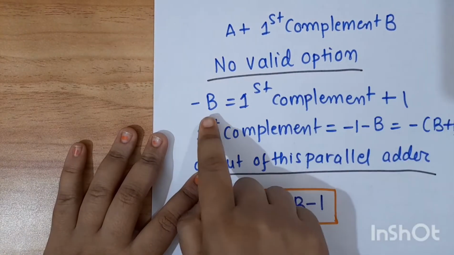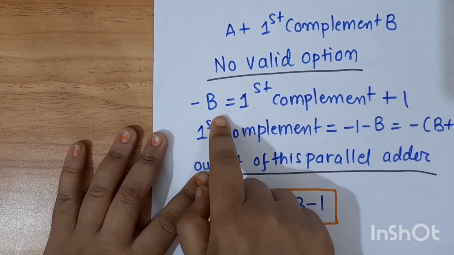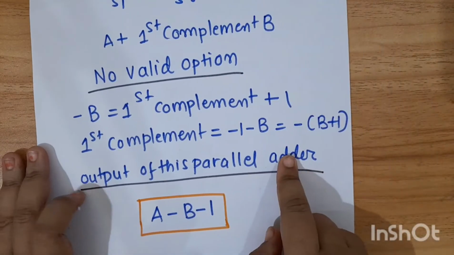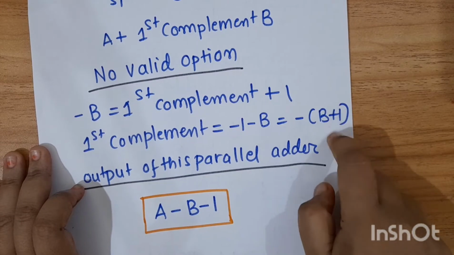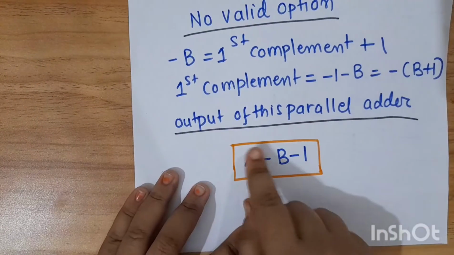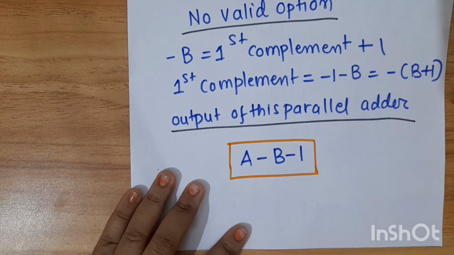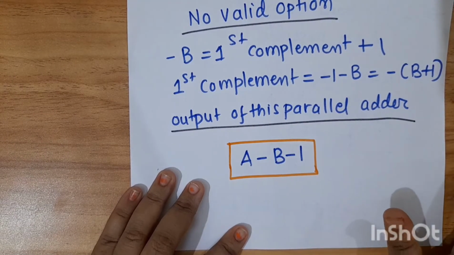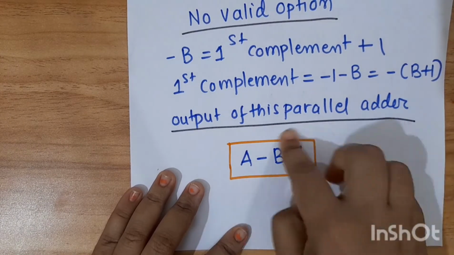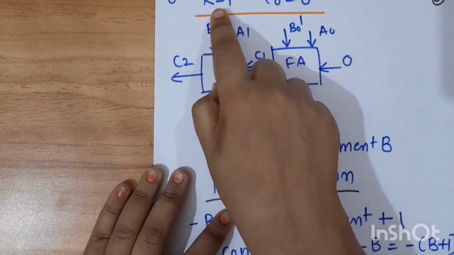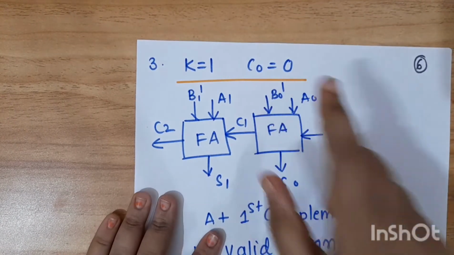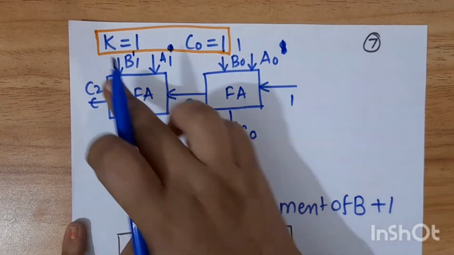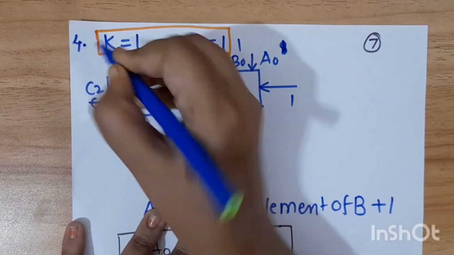Actually, this 1's complement of B plus 1 becomes minus B. So, 1's complement of B is equal to minus 1 minus B, or is equal to minus bracket B plus 1. So, output of this full adder would be A minus B minus 1. So, this particular term itself is not there in the question. This particular term is possible for combination K is equal to 1 and C0 is equal to 0 for the control lines. Now, for the combination K is equal to 1, this is the fourth combination with K is equal to 1, C0 is equal to 1.